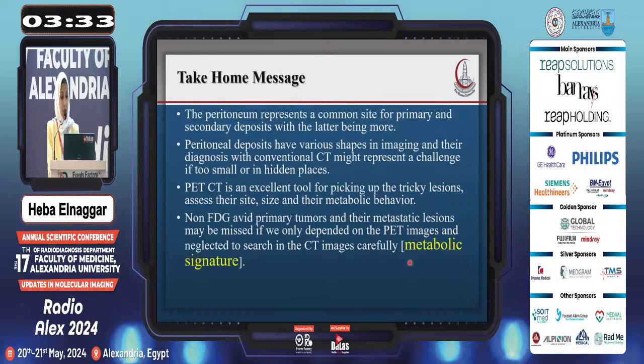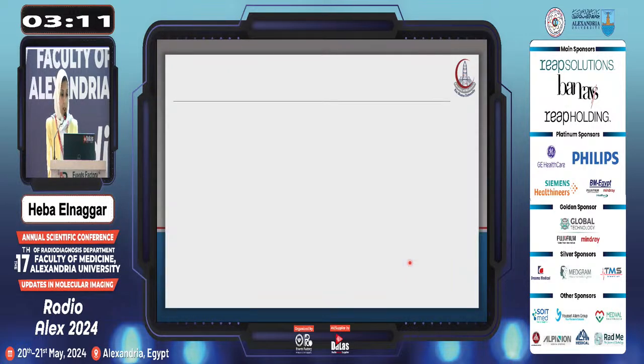Non-FDG avid primary tumors and their metastatic lesions may be missed if we only depend on the PET images and the avidity of the lesions, and then we neglect to search carefully in the CT images, what's called the metabolic signature. You have to keep it in your mind. And last, PET-CT preoperative staging is mandatory. Thank you.